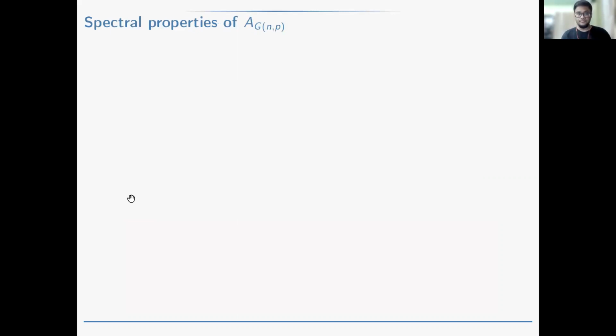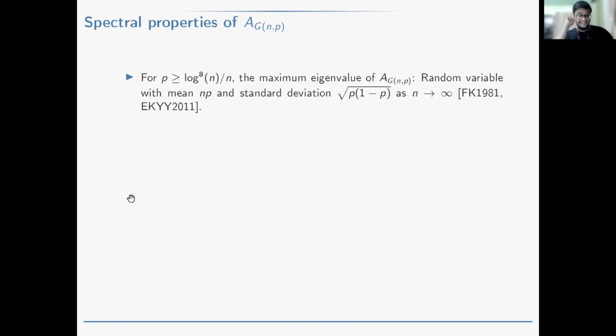Now let's look at the spectral properties, as I mentioned, of the adjacency matrices of Erdös-Renyi graphs. It is well known that if p is greater than some very small threshold, log to the 8 of n over n, the maximum eigenvalue of the adjacency matrix of G(n,p) is a random variable that has mean np and standard deviation square root of p in the asymptotic limit. This was the result by Füredi and Komlós in 1981 and Erdös, Renyi, Zhao and Yin in 2011. Füredi and Komlós proved it for constant p, that is, for dense Erdös-Renyi graphs.